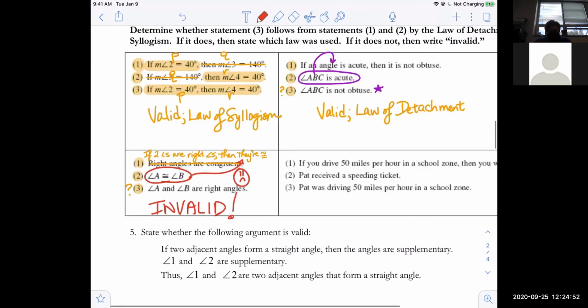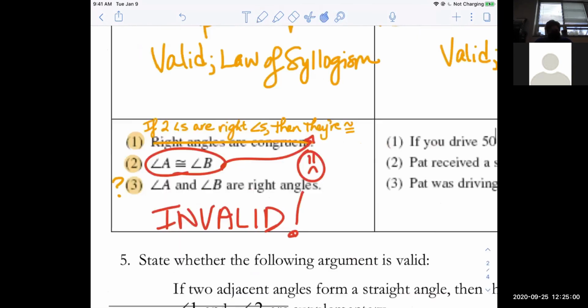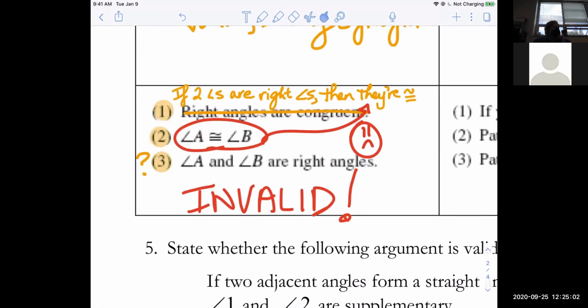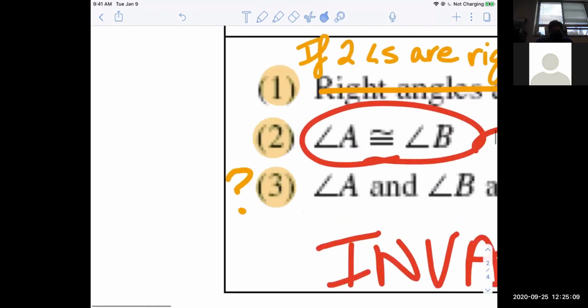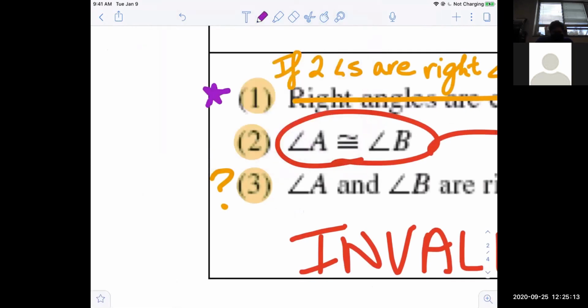So again, the reason that we're writing invalid on this one instead of saying no conclusion is because the conclusion's already there. It's just a false conclusion. It's a wrong conclusion. Okay, so these are complete arguments. They're just invalid arguments in that situation. So watch out for this one because this kind of looks like detachment. It's sort of like a fake detachment.